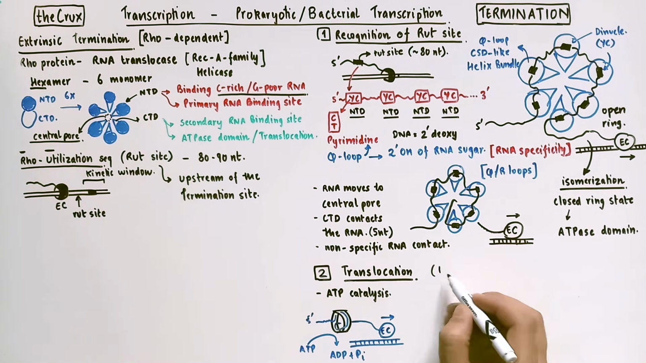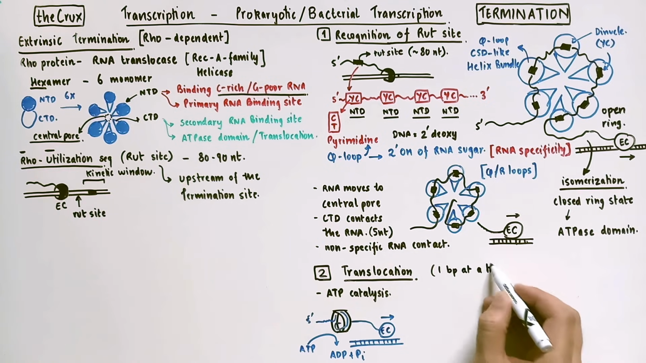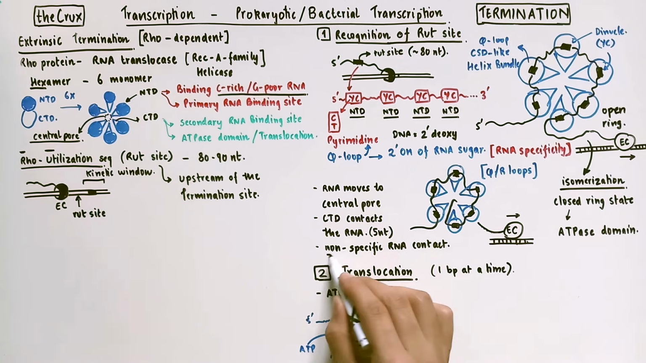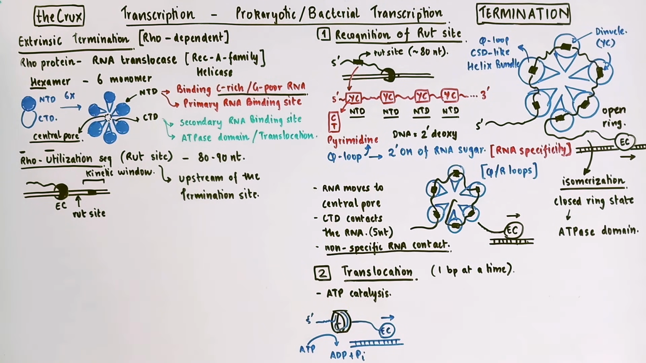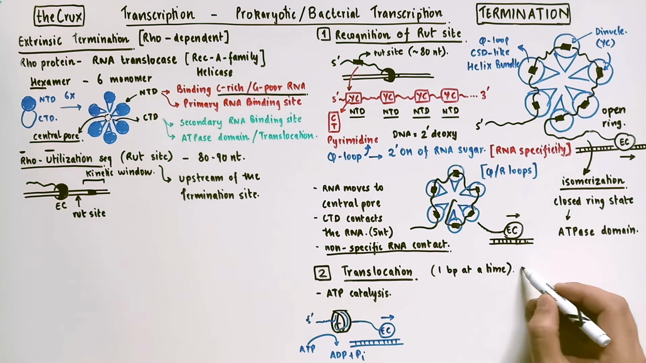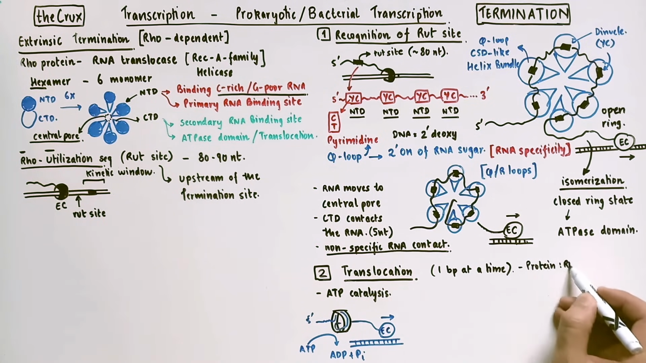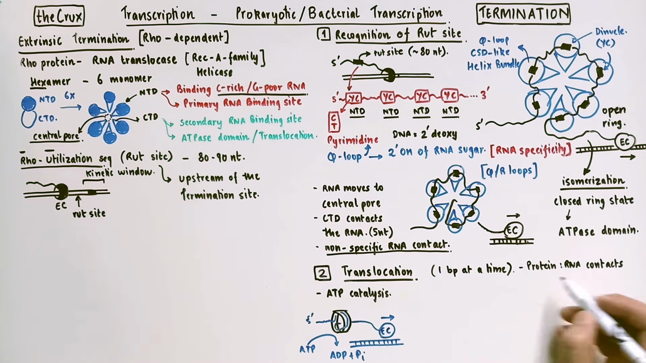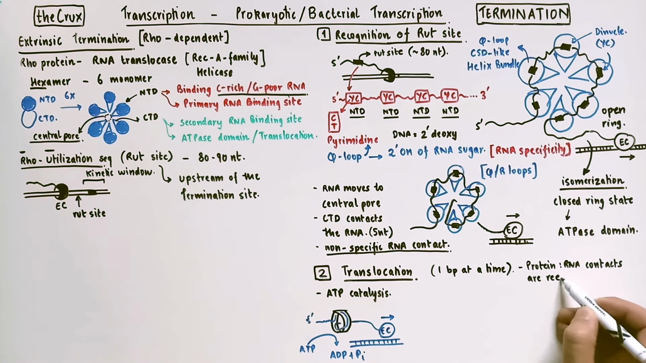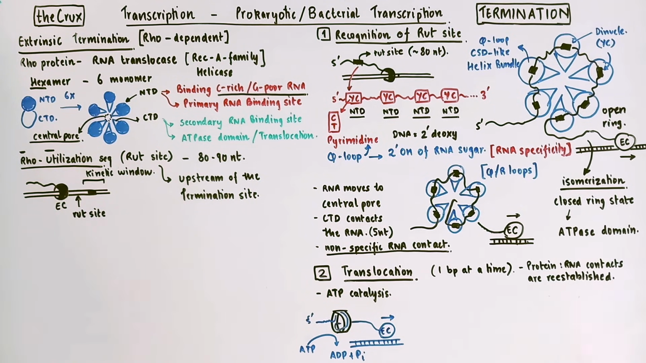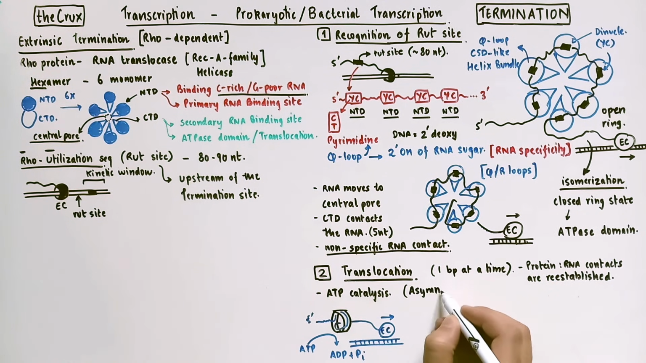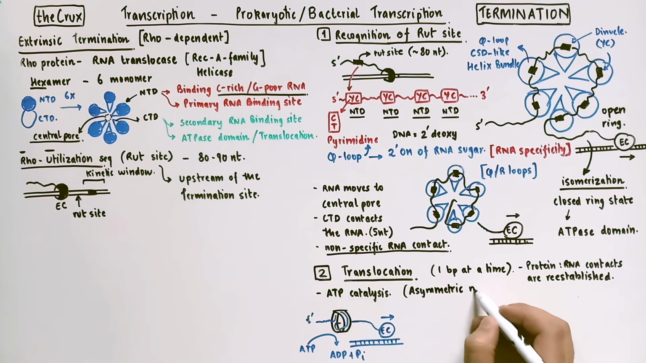Important thing to keep in mind is that this movement is 1 base pair at a time, because CTD is making nonspecific contact in the central core, so all the RNA-protein interactions have to be reestablished with each translocation step. This is very similar to the movement of RNA polymerase, which we discussed in the elongation process. And this style of translocation by Rho is called the asymmetric movement.